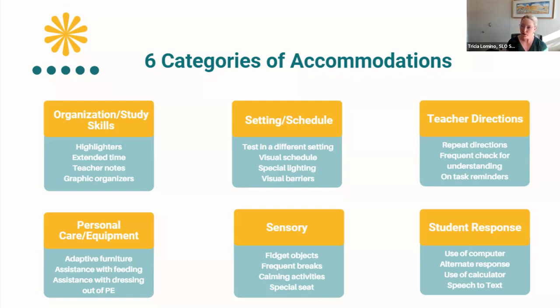And then the personal and care equipment. This is going to be for a much smaller population of students, but do they need any type of adaptive furniture? Sometimes we have students that need arms on the chair that hold them in, or assistance with feeding, or dressing out at PE, that type of thing. So if you think about it in these 6 categories, your child might not need something in all of these categories, but they might. So are we making sure that we are addressing each of the different zones or areas? Again, feel free to drop questions in as we go and I'll try and answer them.